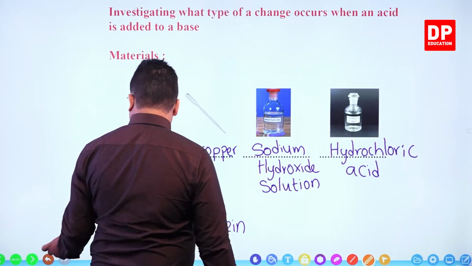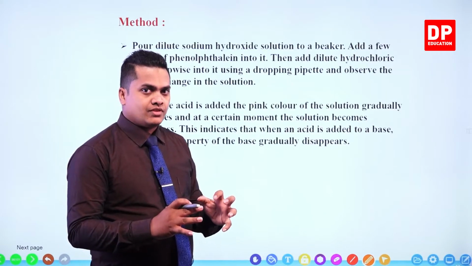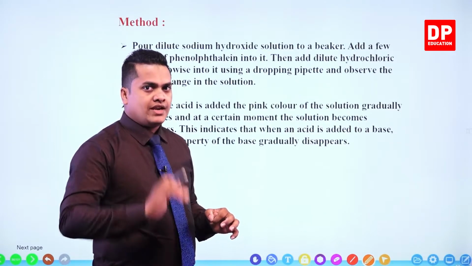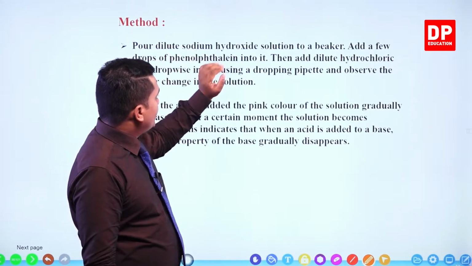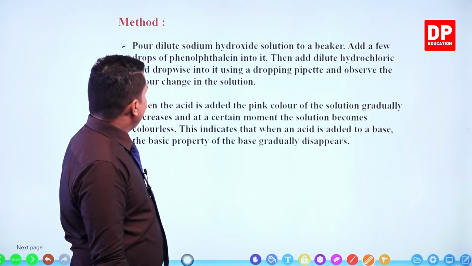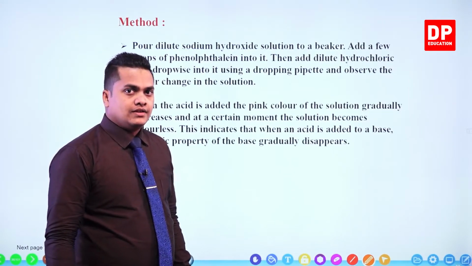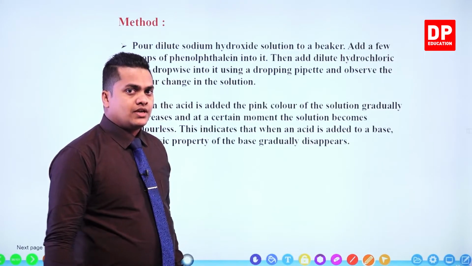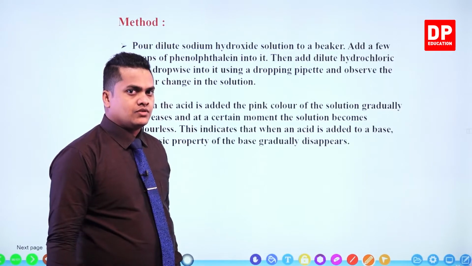Right then, the method. Pour dilute sodium hydroxide solution. Diluted means less strength. By adding water, we can dilute any kind of solution. Pour dilute sodium hydroxide solution into a beaker. Add a few drops of phenolphthalein into it.